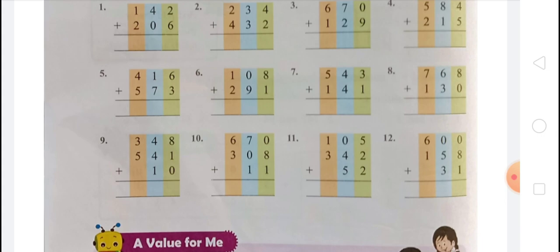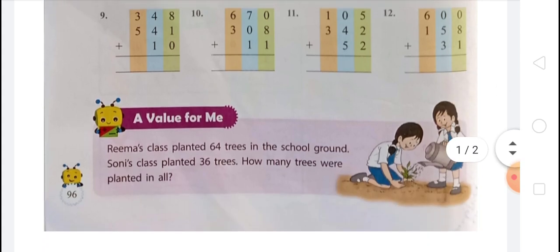And on the hundreds place there are 6 and 1, and 6 plus 1 equals 7. 600 plus 100 equals 700. There is a word problem for us.